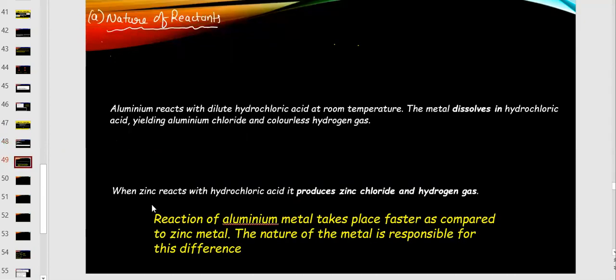First, nature of reactant. To understand the nature of reactant, they have given 2 examples here. We are going to discuss 2 examples. That is, aluminium is going to react with hydrochloric acid, and we will see what product it is going to give you. And then secondly, we are going to react zinc with hydrochloric acid and see what product it is going to give you.